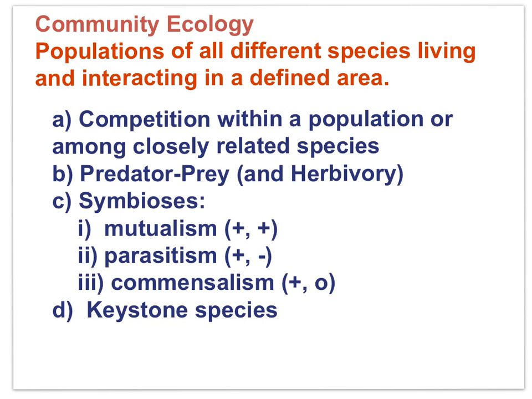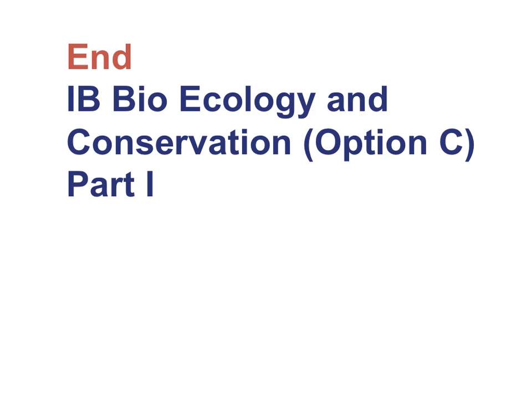Now, except for this last section on the sampling of plant and animal species in an ecosystem, this movie had its focus on competition within a population or among closely related species. In Part 2, we will look at predator-prey, symbioses, and keystone species. And that brings us to the end of IB Biology, Ecology and Conservation, Option C, Part 1.